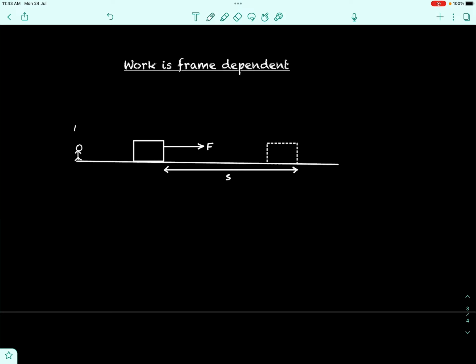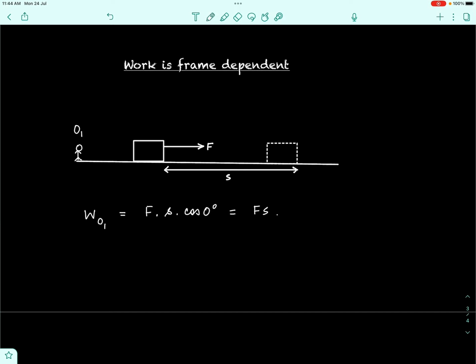According to this observer, we can call him observer 1, the work done by the force F as seen by observer 1 will be the force acting on the block times the displacement of the block times the cos of the angle between the two, force and displacement, which is 0 degrees. So it is simply F into S, right?